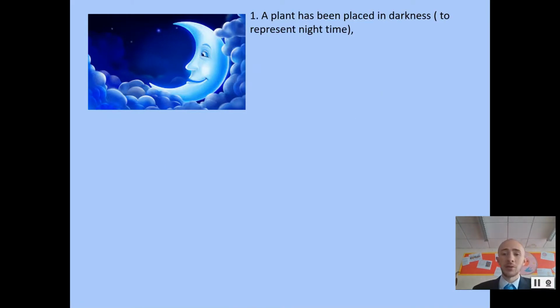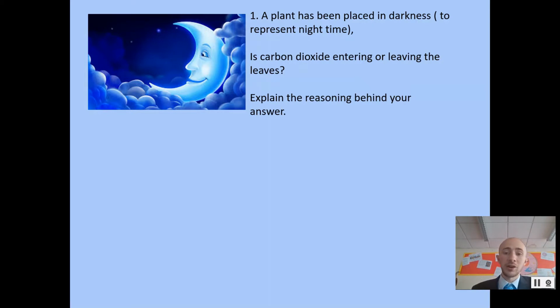So, if I place a plant in darkness, I want it to be representing night time, so I'm not doing the experiment at night, I'm doing it in a dark room. Is carbon dioxide entering or leaving the leaves? That's the question. Is carbon dioxide entering or leaving the leaves? You can explain the reasoning behind your answer.